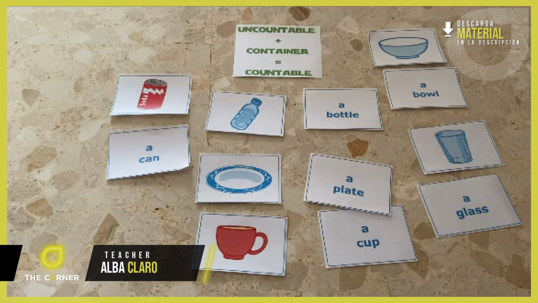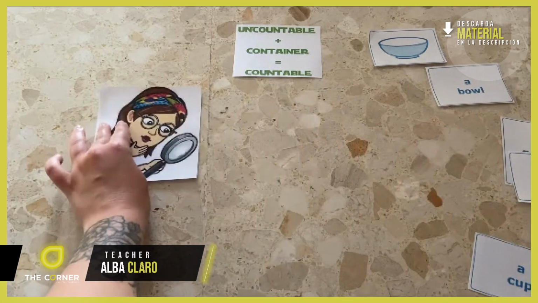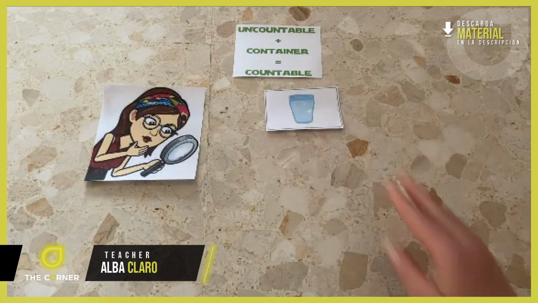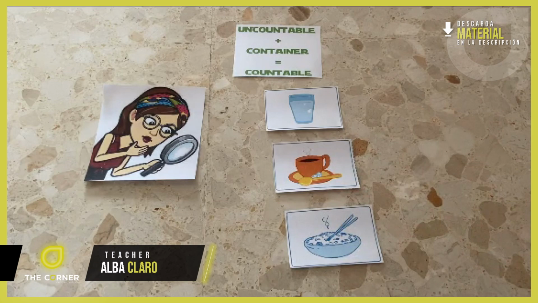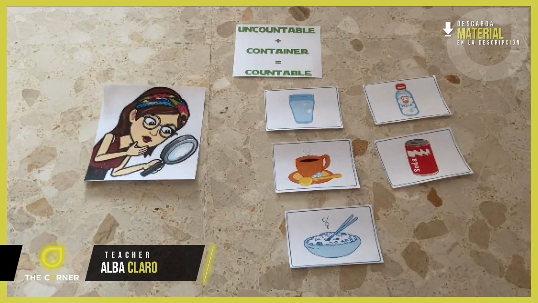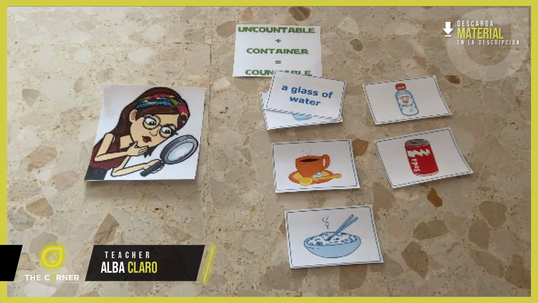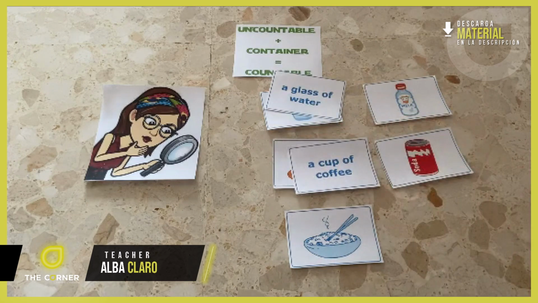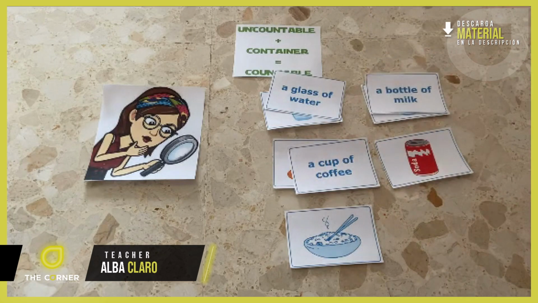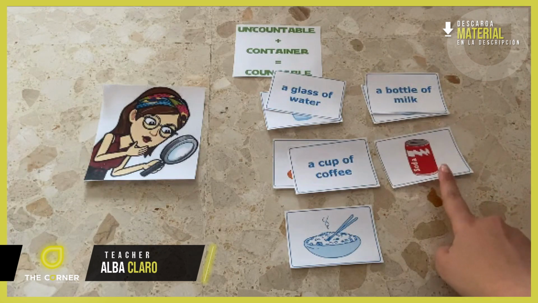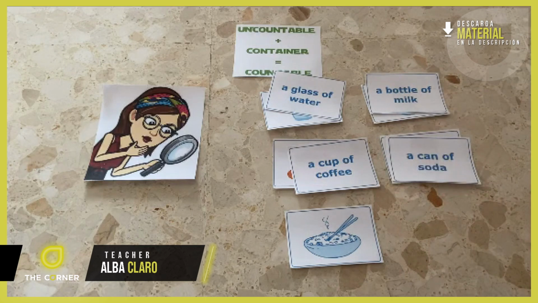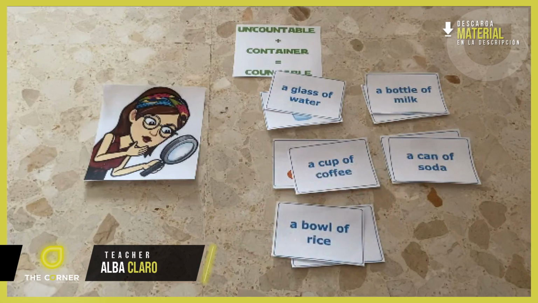So let's see. How will you make these uncountable nouns countable? For example, how can we make water countable? By putting it into a glass of water. How can we make coffee countable? Exactly, by using a cup of coffee. How are we going to make milk countable? By counting the bottle of milk. How can we make soda countable? By using cans. And the last one, how are we going to make rice countable? By putting the rice into a bowl. Exactly.